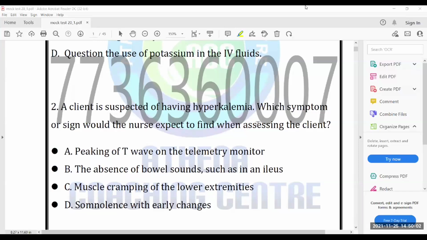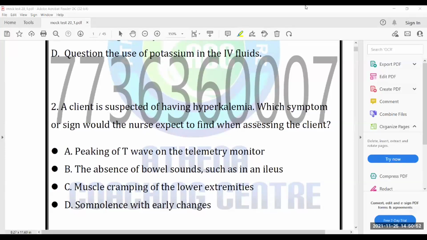And what are the signs and symptoms of hyperkalemia? Increased potassium causes abdominal pain, chest pain, fluttering heartbeat, nausea and vomiting, and muscle weakness or numbness. What is the cause of hyperkalemia?